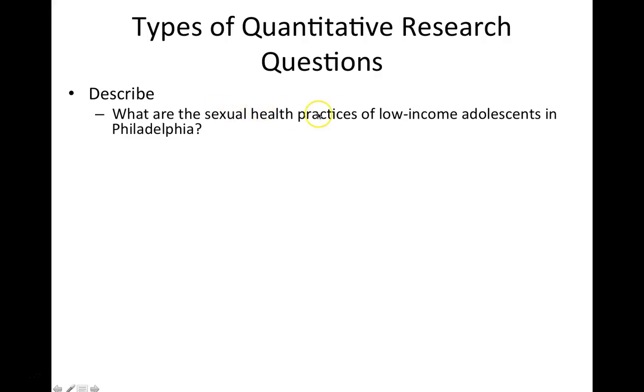So sexual health practices, are we referring to testing? Are we referring to condom use, birth control, communication strategies? What kind of things are we talking about, or what specific things are we talking about when we're talking about sexual health practices? What do we count as low income? What do we count as adolescents? So we're often wanting to operationalize a bit more than we may in our first pass at an initial research question.